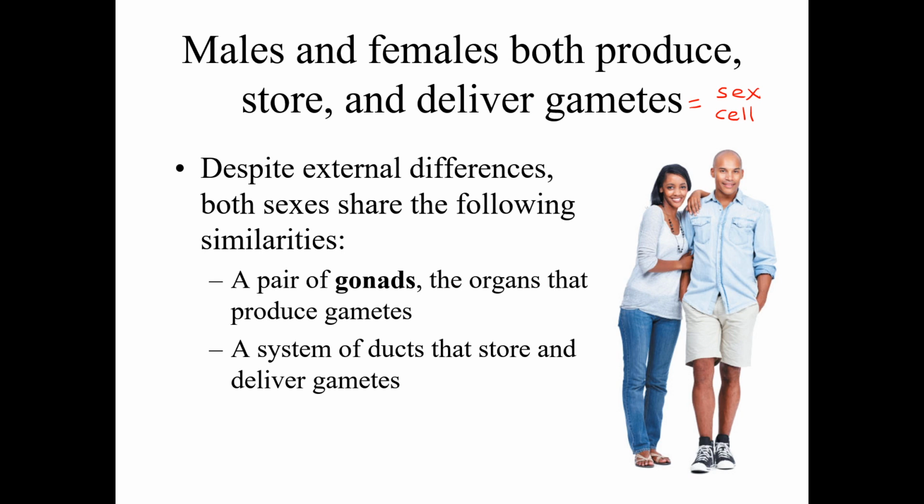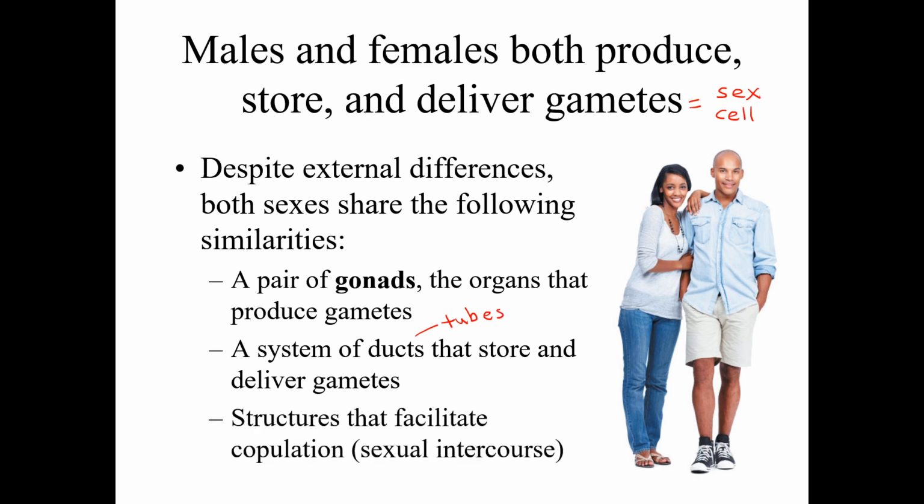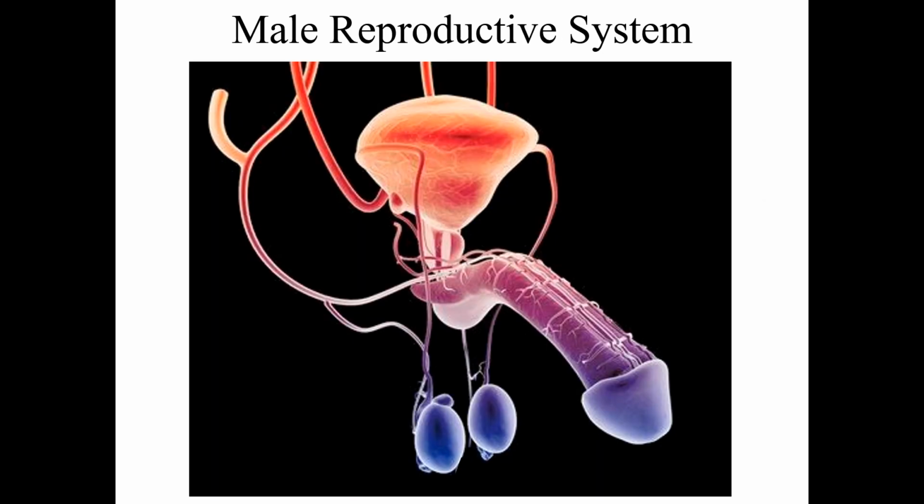Additionally, there's a system of ducts. Ducts is a fancy word for tubes, like you have air ducts in the ceiling. And these ducts are going to either store and or transport gametes to a different location. And then lastly, there are various structures that enable and facilitate sexual intercourse to occur. Another word for sexual intercourse is copulation. That's sort of a more formal term for that. So those are some commonalities. Now let's focus on the male system itself.